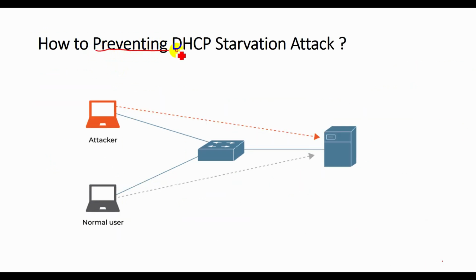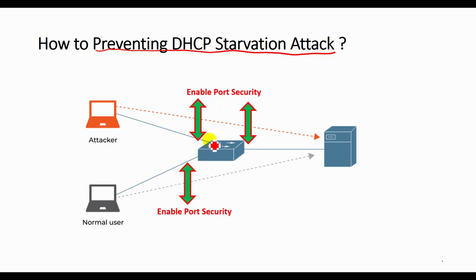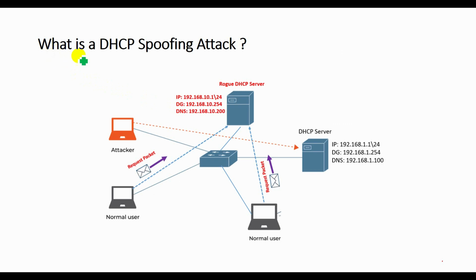Okay, how do we prevent a DHCP starvation attack? It can be prevented by implementing port security. Port security can be configured on a switch. As I discussed in a previous video, with port security you can limit the number of MAC addresses learned by the port. Hence, the switch would forward packets with known MAC addresses and discard others. This would prevent bogus packets from reaching the DHCP server.